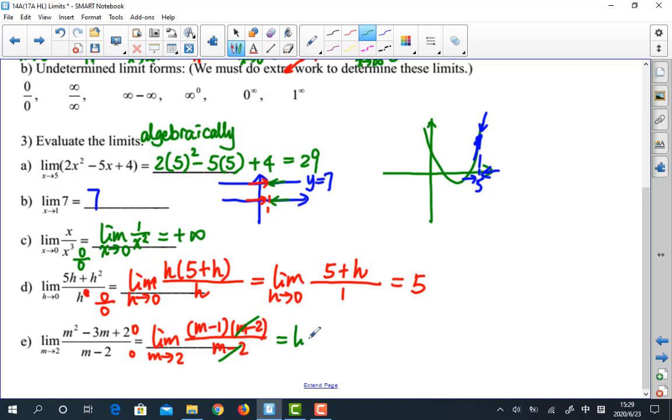So right now we only have m minus 1 as the simplified function for the original function, and m approaches 2. After I simplify the function to m minus 1, then I sub in again. I don't have 0 over 0 form anymore. So 2 minus 1 is 1. And this value is defined and exists. This is the reason why 1 is the limit value of this function when m approaches 2.